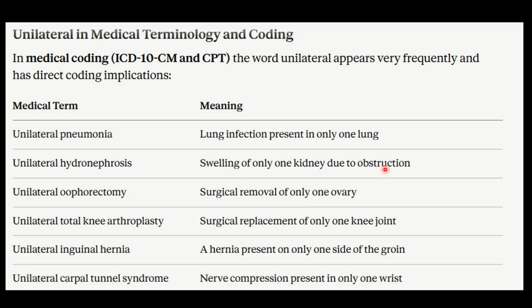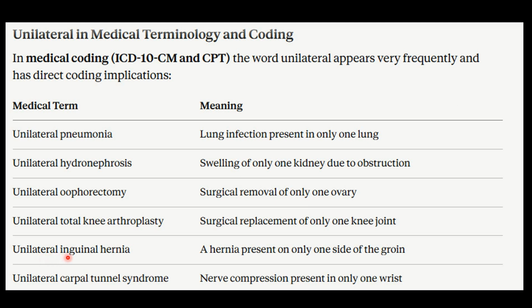oophorectomy. That means surgical removal of only one ovary. Okay. Similarly, we have the next example, unilateral total knee arthroplasty, which means surgical replacement of only one knee joint. Okay, not both, only one knee joint. So you can simply say that when we are talking about both knees, we will use bilateral. If we are talking about one knee, we use unilateral.